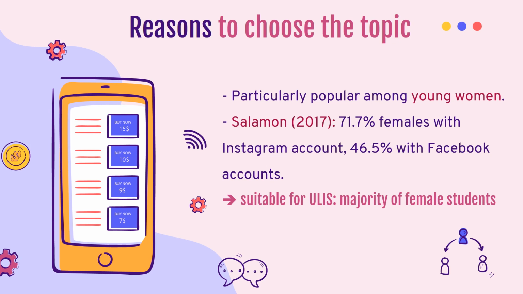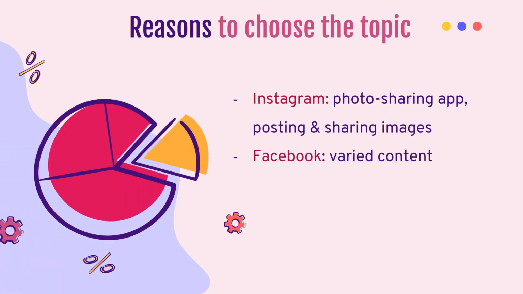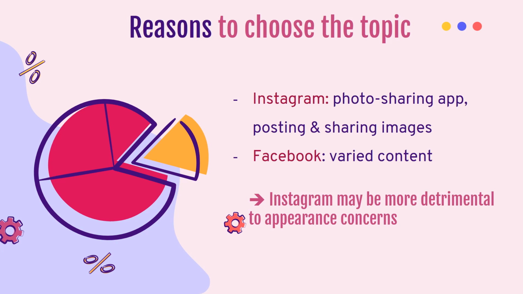Moreover, we chose Instagram instead of Facebook because Instagram is a photo sharing app. Its primary use is for posting and sharing images. So researchers have suggested that Instagram may be more detrimental to appearance concern than other social media platforms such as Facebook, which contain more varied content.